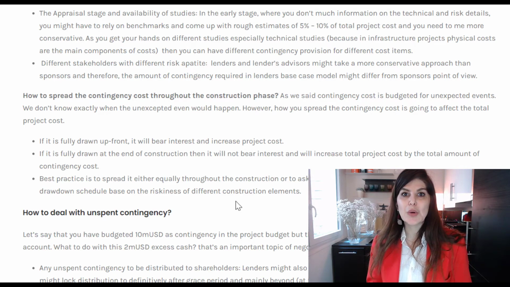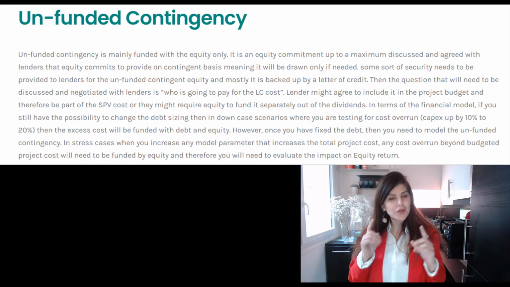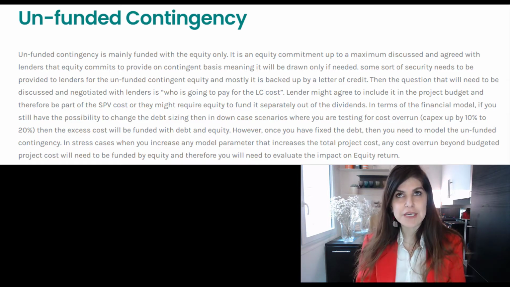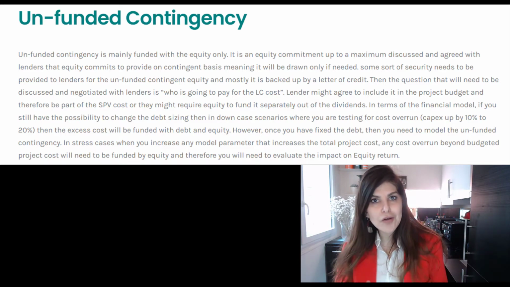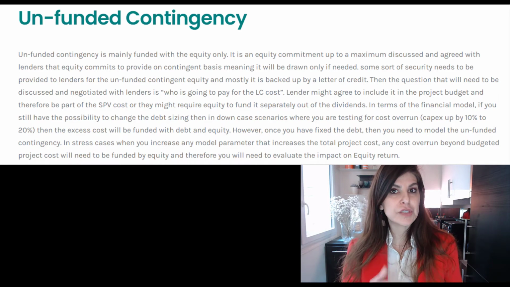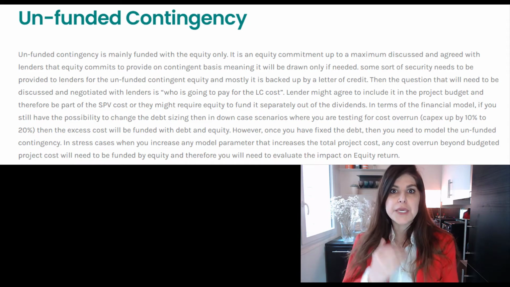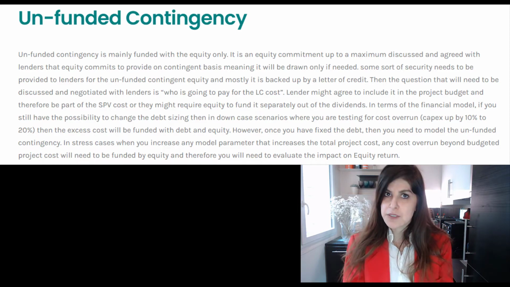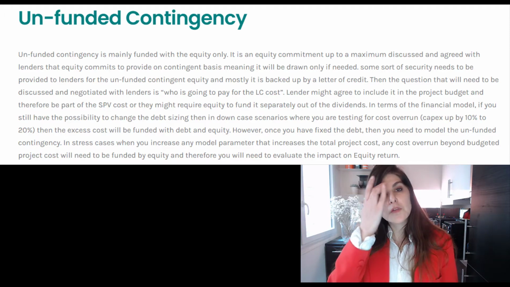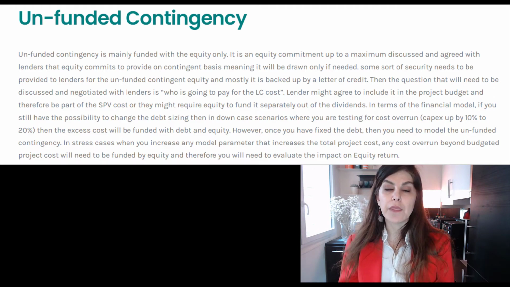Now we're going to quickly go to the unfunded contingency provision. Unfunded contingency is about the cost overrun that goes beyond the funded contingency provision that you have in your budget. So the question is, what if we have a cost overrun beyond the contingency provision that we have provided in the budget? Then what's going to happen? Who's going to fund the additional cost beyond the total project cost? And most of the time, this unfunded contingency will be funded with equity only.